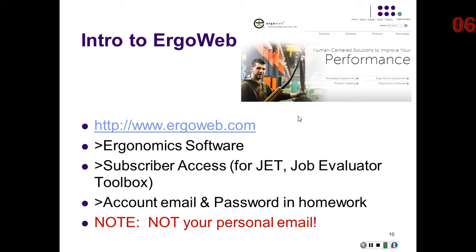So the software we're going to be using is ErgoWeb. It's at ergoweb.com. Within the main page of ergoweb.com, up here, there's a place that says ergonomic software, so we're going to be clicking on that. Within that, the next thing is going to give you subscriber access, so we'll click that. It will ask us then to enter our account email and password. These are given in your homework assignment.